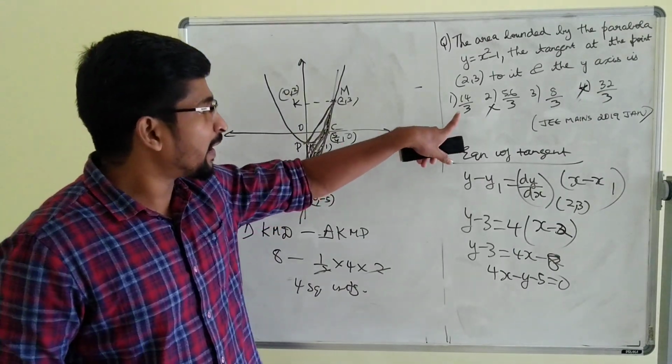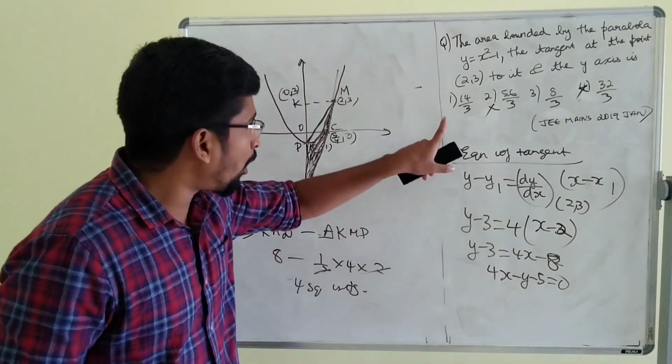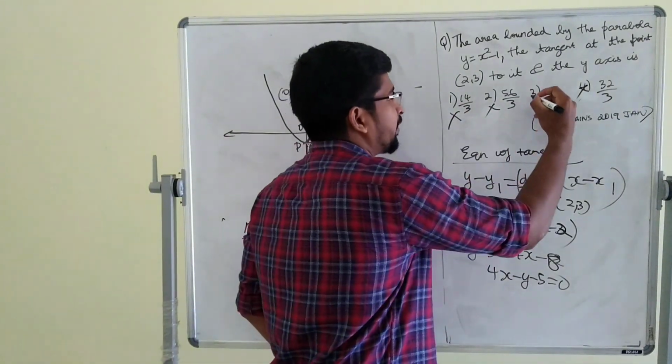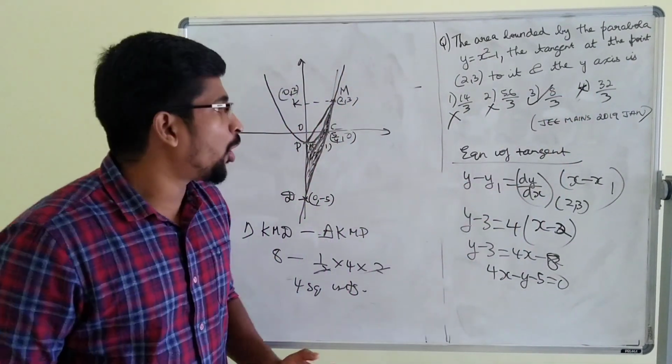Now we are left with option 1 and option 3. Option 1 is something which is greater than 4. So option 1 cannot be the answer. So the only possible option is option 3.